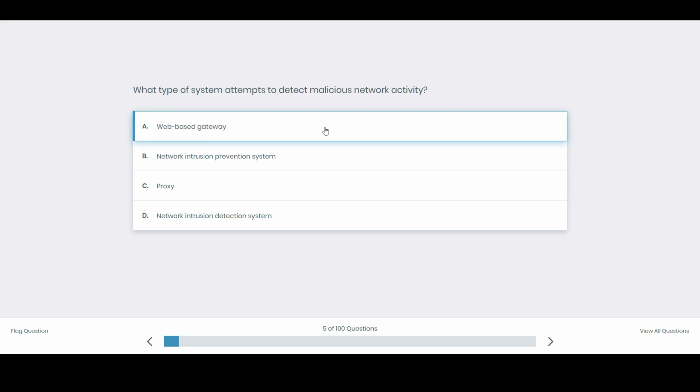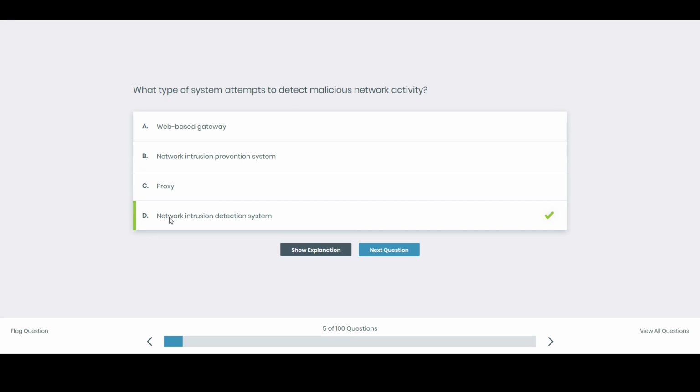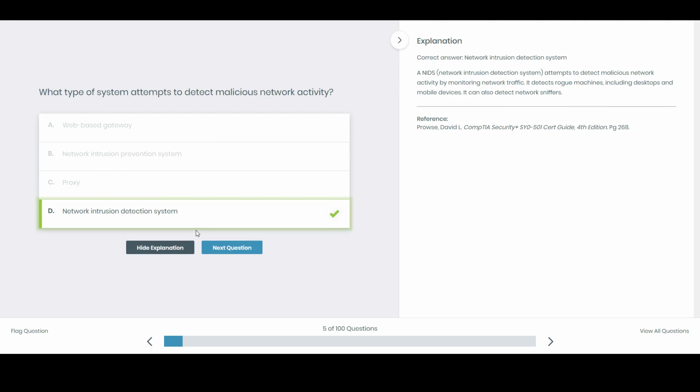Web-based gateway? No, this one is not the A1. This is not the one. This is different than proxy. And to detect. So network intrusion detection system, of course, from the word detection and detect. That's my wild guess. So let's read that one. A NIDS, network intrusion detection system, attempts to detect malicious network activity by monitoring network traffic. It detects rogue machines, including desktop and mobile devices. It can also detect network sniffers. All right.